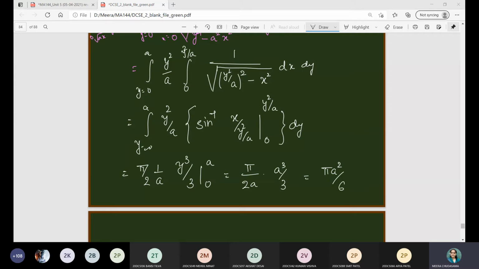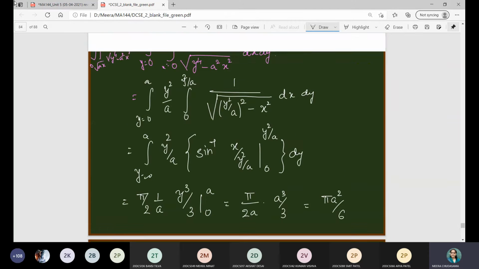So how to solve such an integration by changing the order? Is it clear to everyone? Please raise your hand. Already 13 people have raised their hands. Okay.